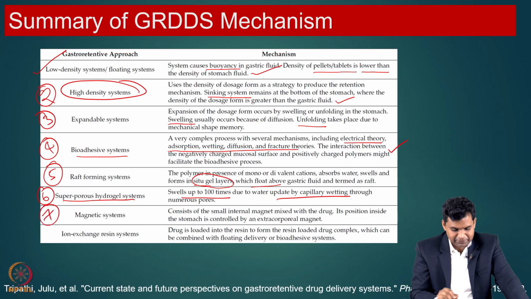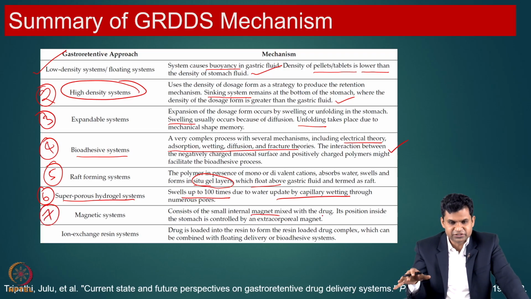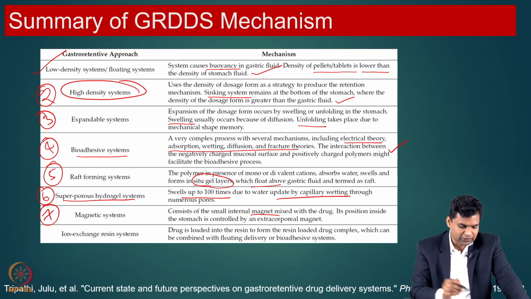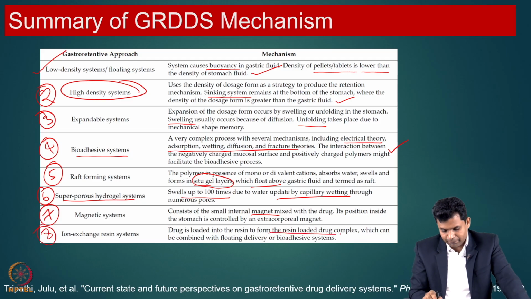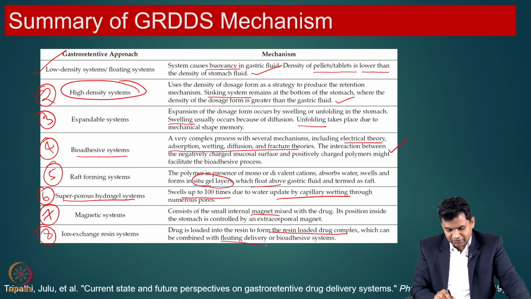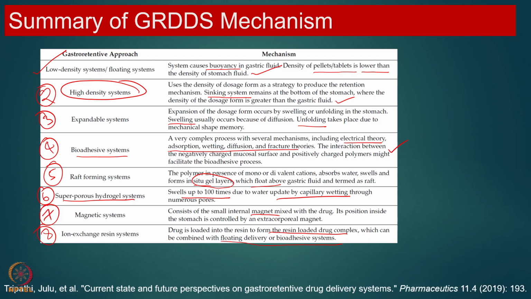And the seventh one is magnetic. Here we mix in some magnet and then position our external magnet over the stomach, so it will be retained for a longer time. And we have also seen ion exchange resins, which we need to complex with your drugs, and that will deliver the drug. Yes, you can even use combinations or multiple types of mechanisms, like floating with bioadhesive systems. So, that will help in gastroretentive drug delivery systems.